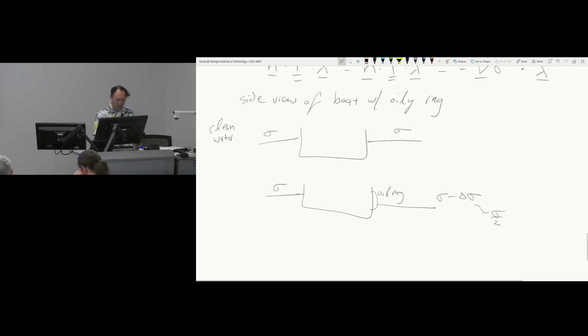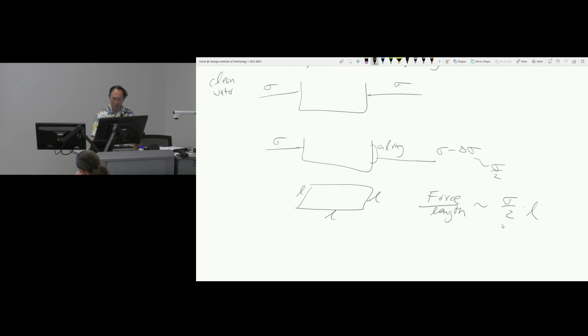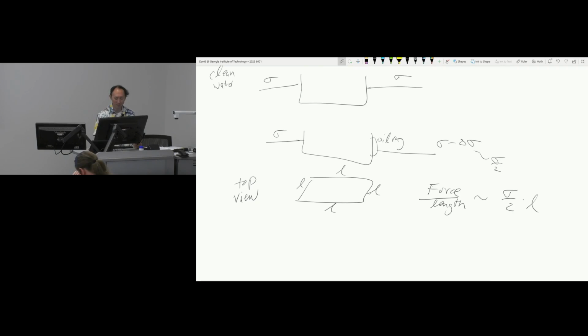So imagine you have a lower surface tension here than here. You draw the boat, length L on all sides, and the force per length that propels you forward is going to be sigma, in this case sigma over 2, times L. Remember, sigma is a force per unit length, and L is the width of your boat. This is the top view. That gives you the driving force.